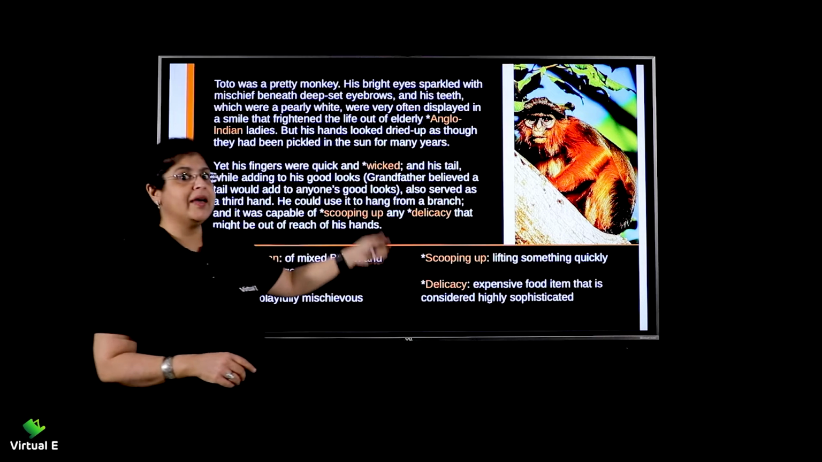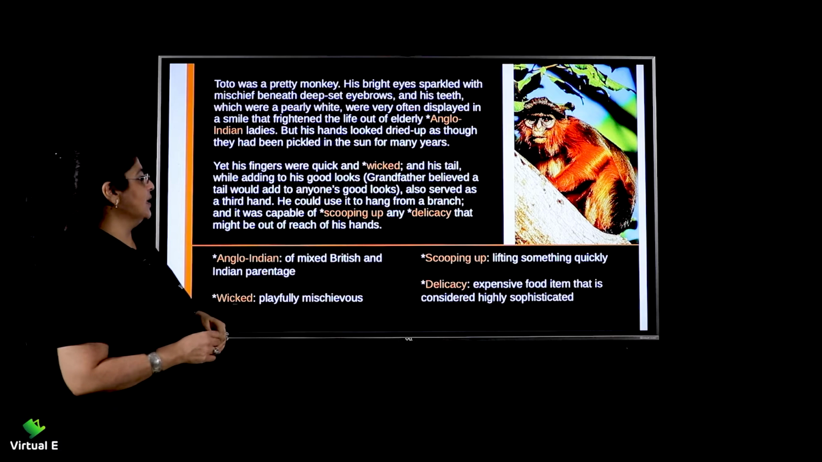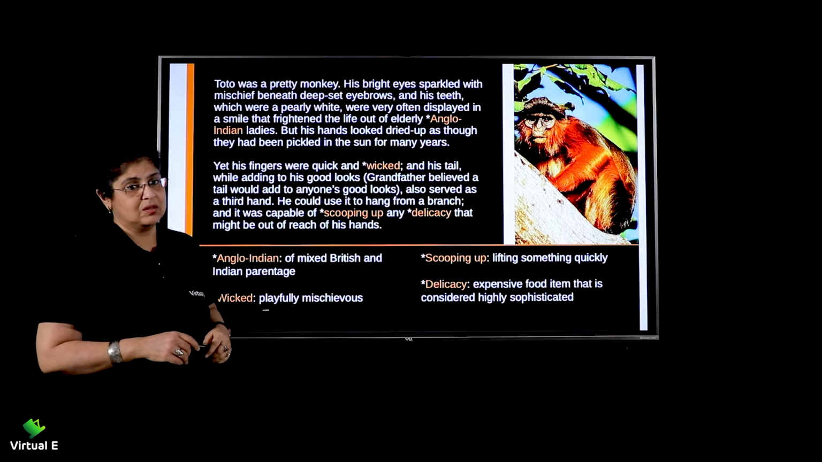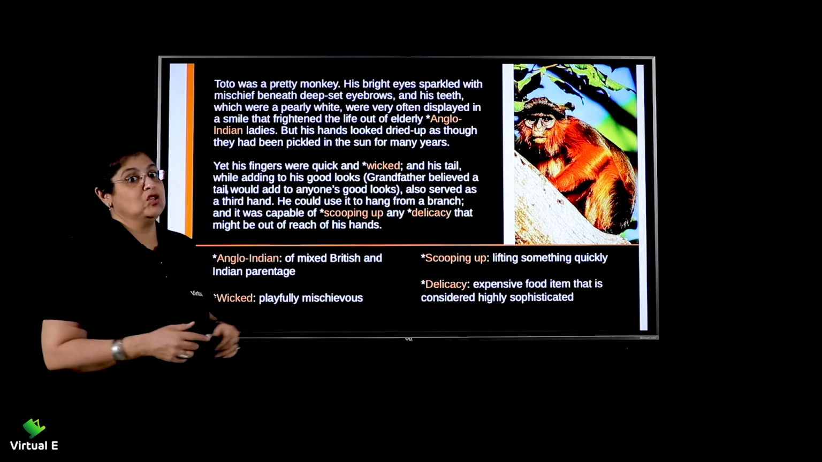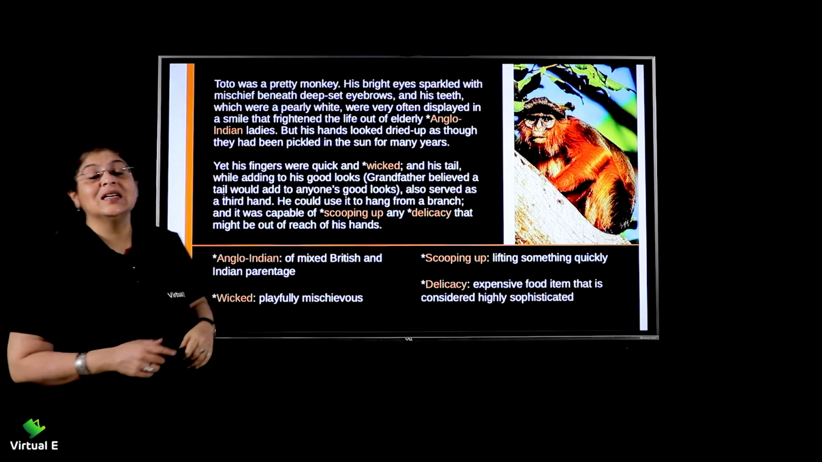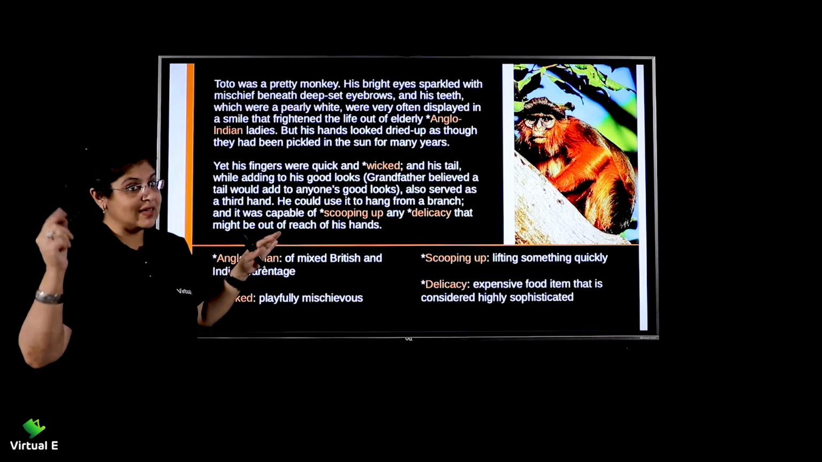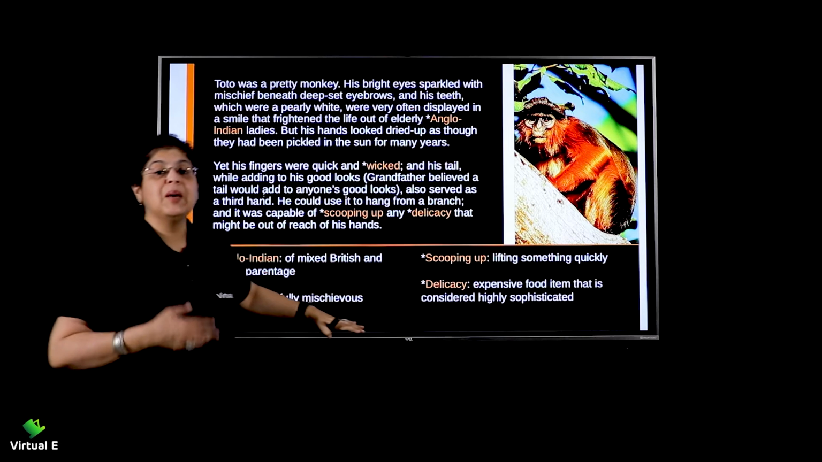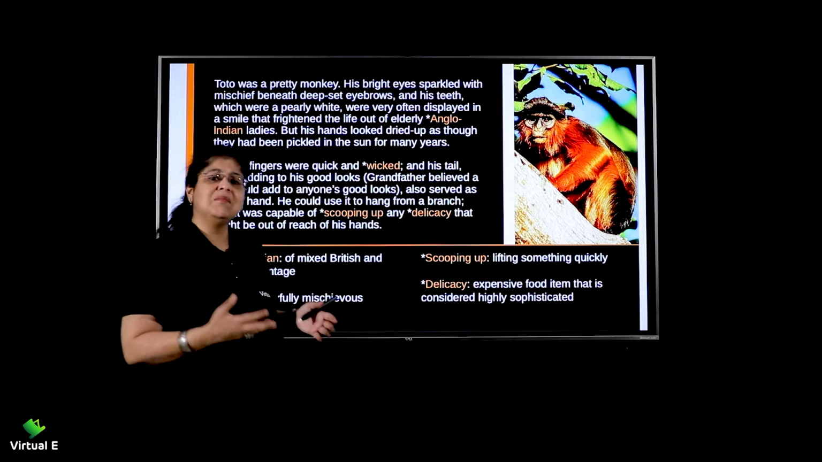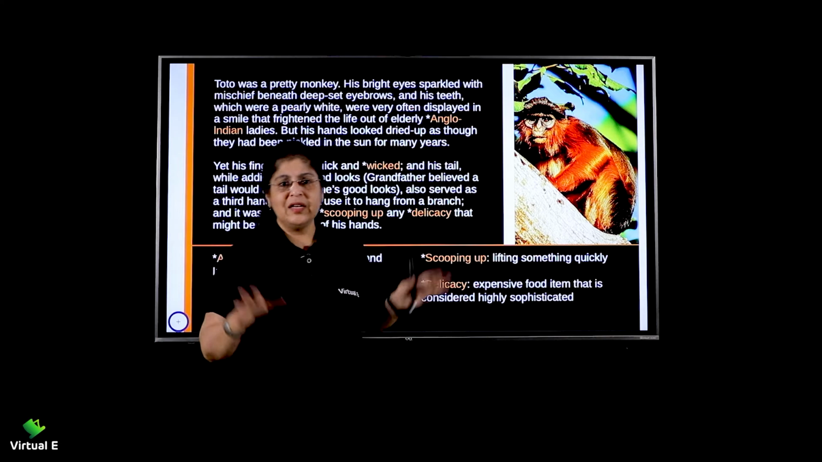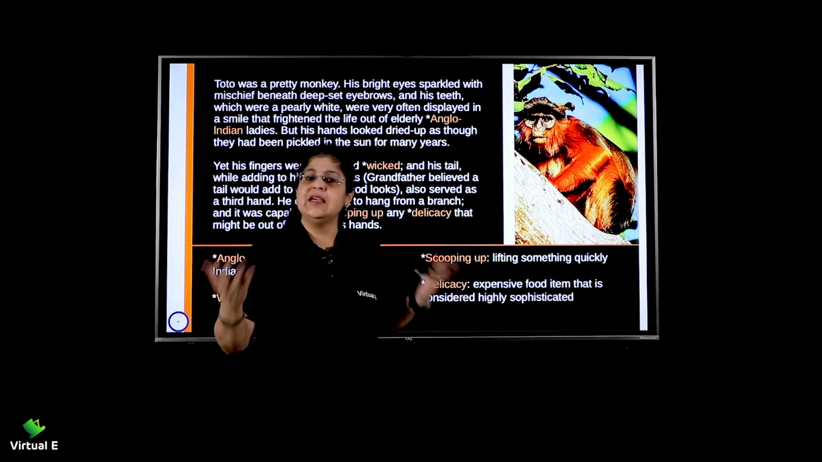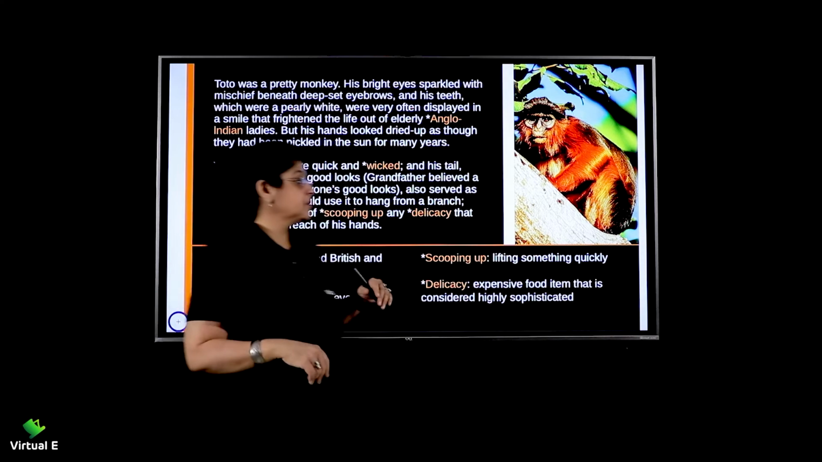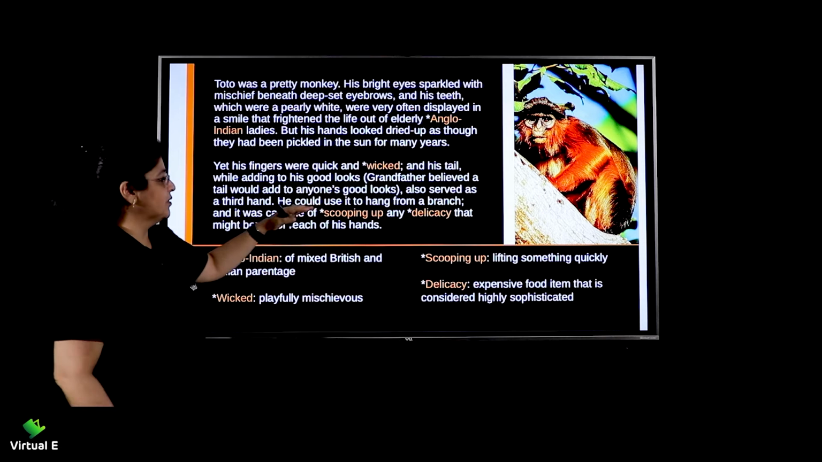Yet his fingers were quick and wicked, and his tail, while adding to his good looks, grandfather believed a tail would add to anyone's good looks. Of course, he's talking about animals, not us. It also served as a third hand for the animals. So they had two hands and the tail served as the third hand. But yes, he was wicked, as in he was playfully mischievous. He was very playful. Now, how does the monkey know what he's not supposed to do? He has not attended a personality development class and does not know that this is right and this is wrong. Not the case. So he was at his level, sort of.